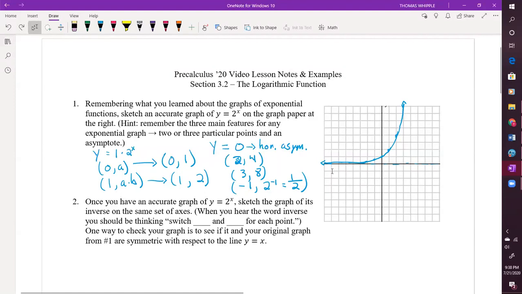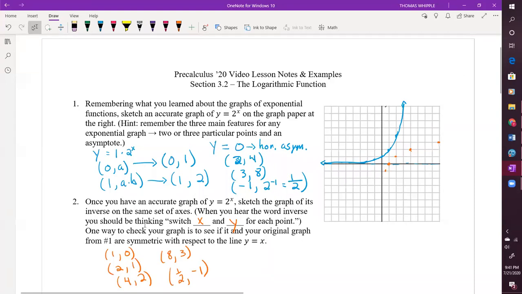Okay, so now that we have an accurate graph of y equals 2^x, let's turn our attention to sketching the graph of its inverse here in number 2. And we'll just do it right on this set of axes. Hopefully when you see that word inverse, you're already thinking that we need to switch blank and blank for each point. What are we talking about here? So hopefully you're thinking input and output, or x and y. We want to switch the x and y for each point. If you do that, you will have the inverse. That's what inverse is all about, switching the input and the output, or the domain and range, or the x's and the y's. So when we get done, we have a way that we can check our graph. But why don't you pause the video and see what you can do with that.